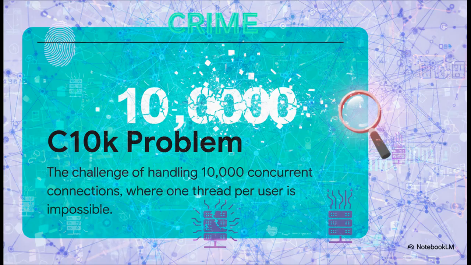To really get what's going on, we have to talk about our prime suspect, the C10K problem. It's a classic. How does a single server possibly juggle 10,000 clients all at once? The old way of doing things, giving each user their own dedicated thread, is an absolute disaster for WebRTC, because those connections stick around for a long time.